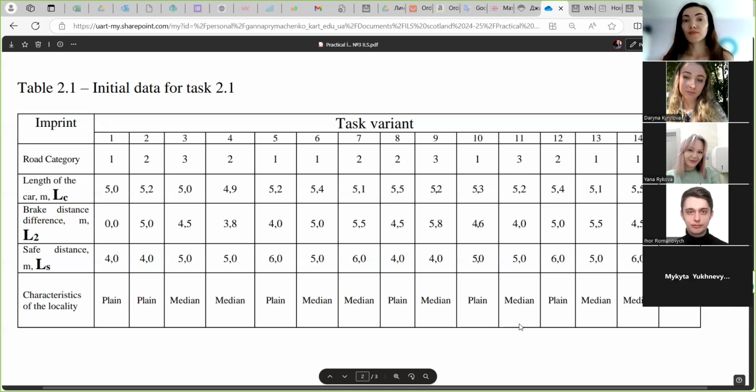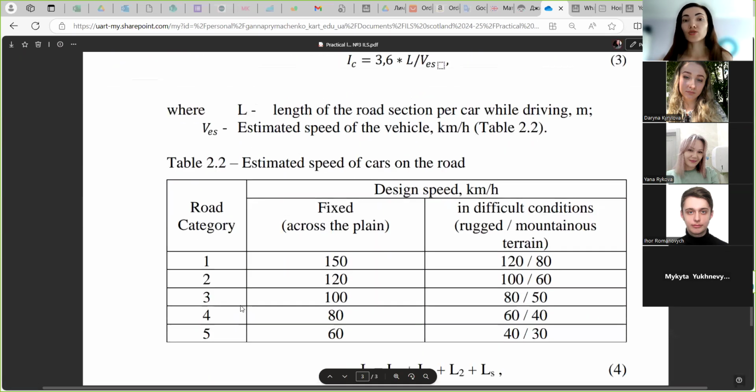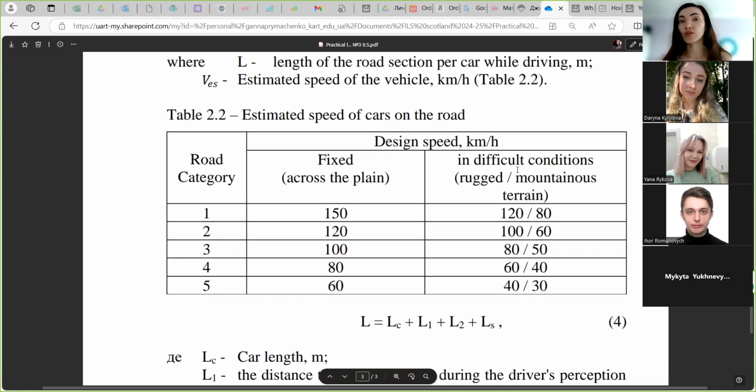I've got a question. In table 2.2, we have two different values. Should we calculate between them? Yes, we use median, only the first one. Only the first one, yes. Okay, I think you find it in table 2.2. If it is median, we use rugged as rugged. Maybe I need to translate: in our table 2.1 it is rugged or mountainous terrain.